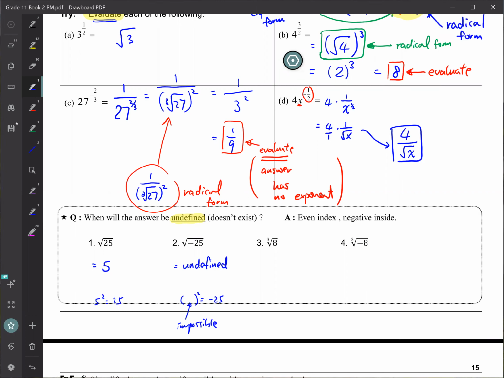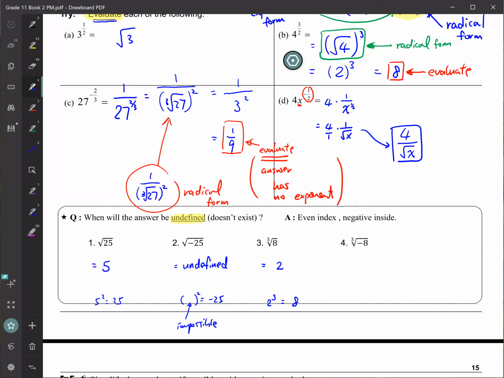What about the cube root? So far we just looked at square root. What about cube root? The third one, Harry, is the third one undefined? No, it's not undefined, so it has an answer. Okay, what is the answer then? 2. 2, okay, very good. We have 2 to the cube, which gives you 8, right? So it's possible, okay?